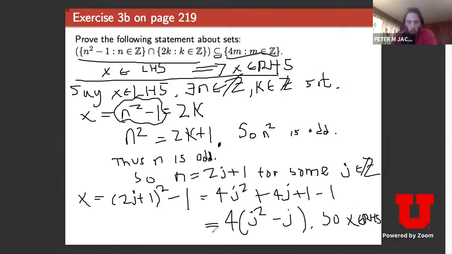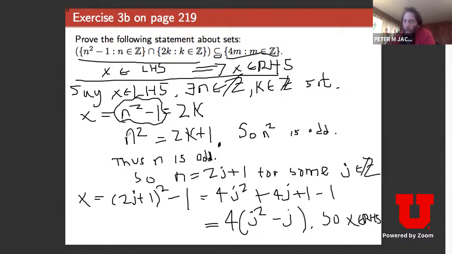All right, so we have just shown that every element that is a member of the left-hand side is a member of the right-hand side, and therefore we've shown that the left-hand side is a subset of the right-hand side. That's a good way to do this.